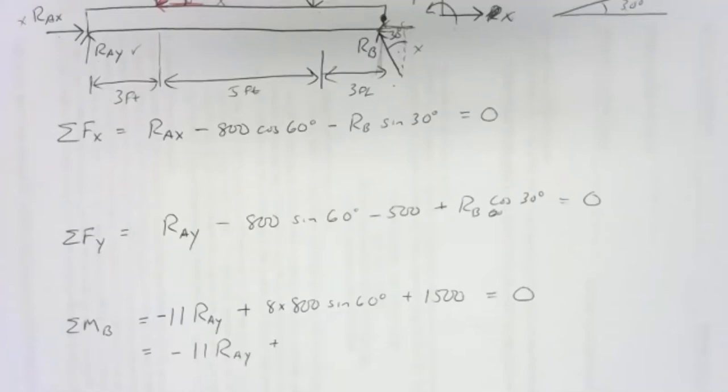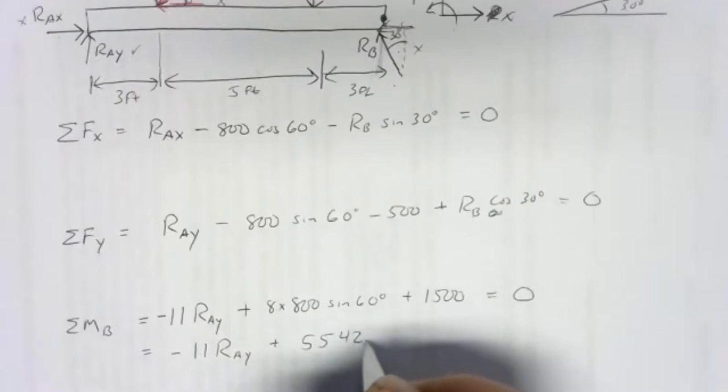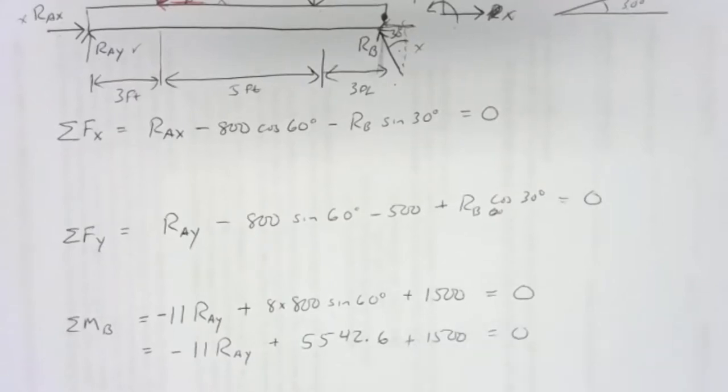If we go to the calculator on 8 times 800 sine of 60, we have 5,552.56. And according to our problem, they really didn't tell us how many sig figs to use. So I'm going to arbitrarily say I want 3 sig figs in my final answer, so I'm going to keep 5 in my calculations. So this will be 5,542.6 plus 1,500 equals 0.